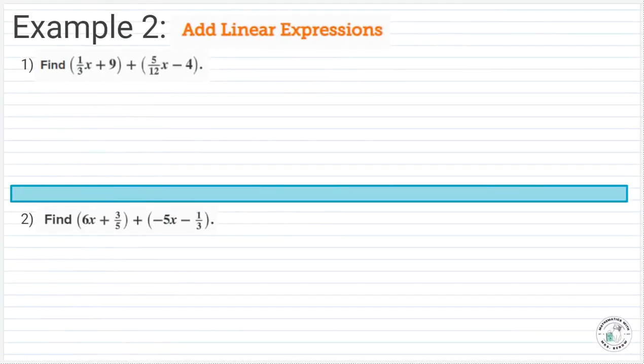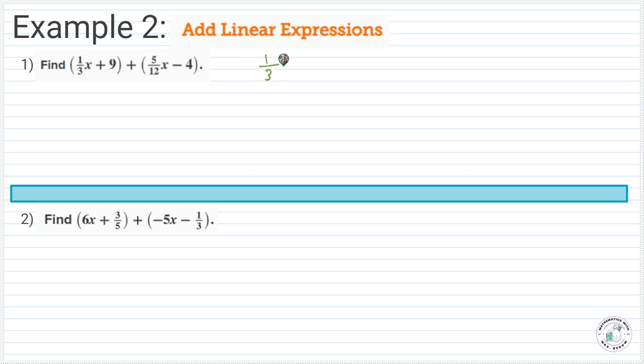All right, more examples, but now involving some fractions. So we're going to do the same idea. These ones I'm going to just use the horizontal method, but remember you could line these up vertically. But we do need to keep in mind when we work with fractions, when we're adding or subtracting them, you need a common denominator. So I'm going to go ahead and rewrite this first one, the 1/3 x plus 9 plus the 5/12 x minus 4. I'm going to go ahead and write it without the parentheses.